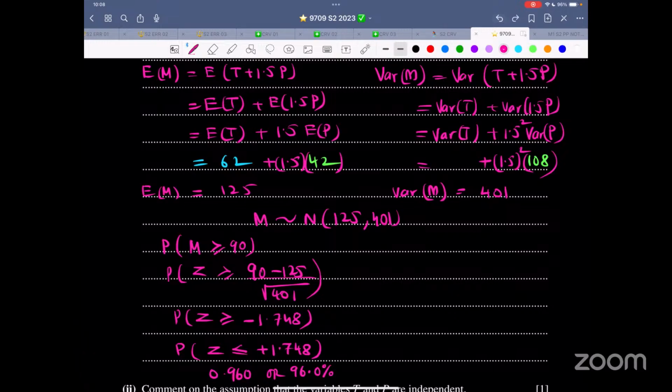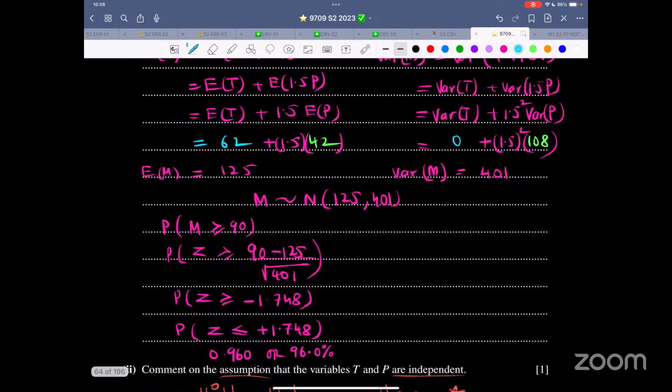Let me use blue color over here. This is 0 and 1.5 squared into 108. I think I might have made a small error over here. Let me just correct this error. Let me grab my calculator.